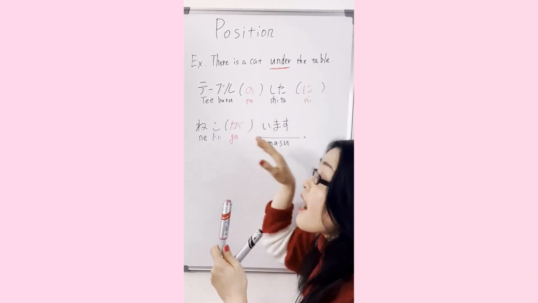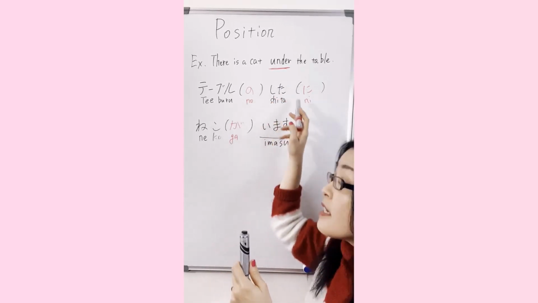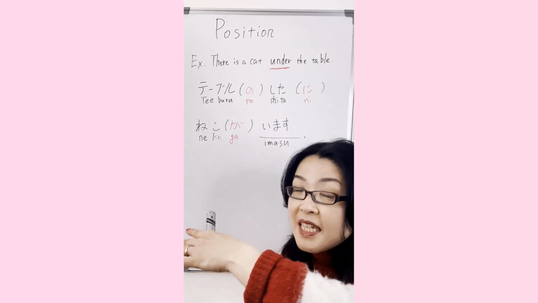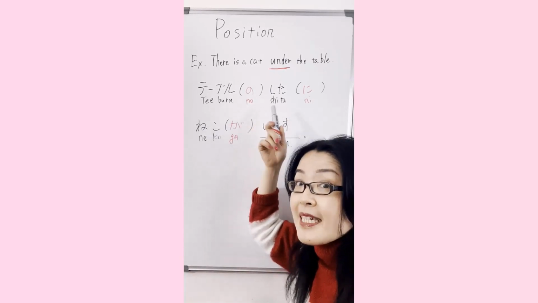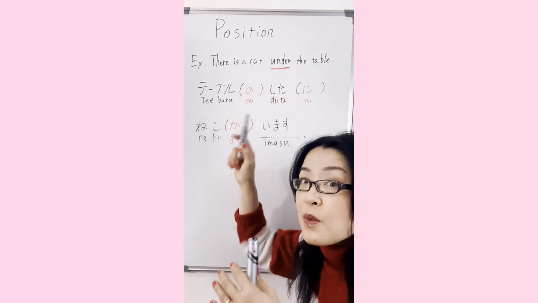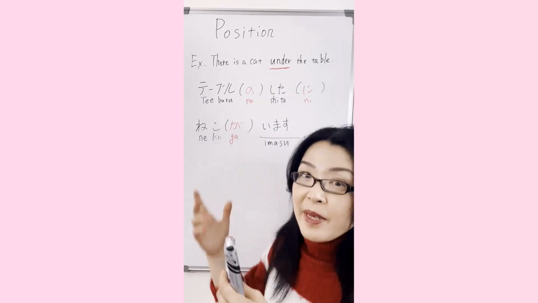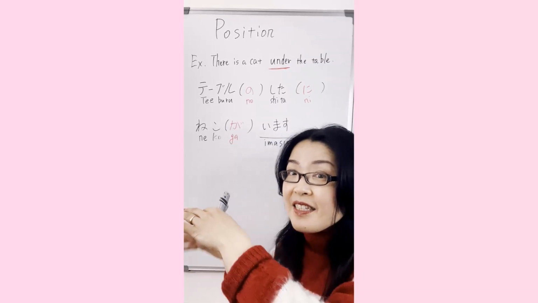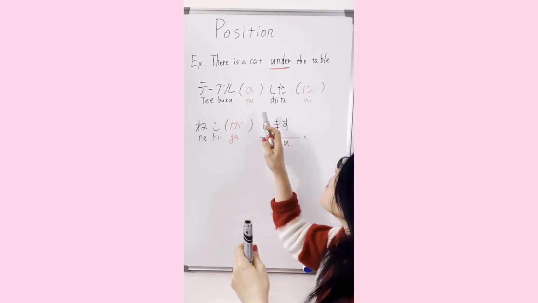So when you say under the table, table no shita ni, because in Japanese, shita is a noun word, meaning under or beneath or bottom. Okay, so we use the word shita. And then shita is a noun word, so that's why if you add extra information, table, so what's under? Table no shita. So under the table. So table no shita ni.